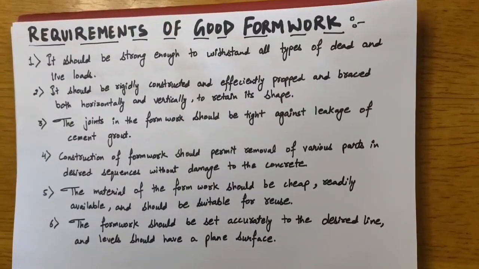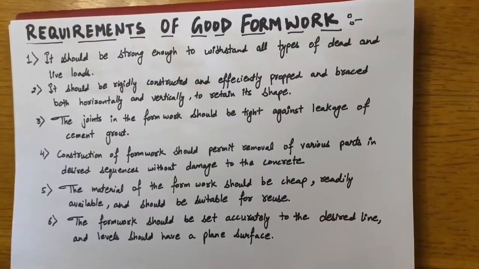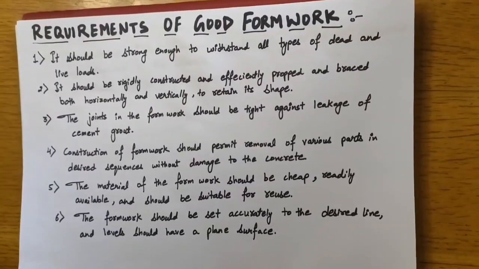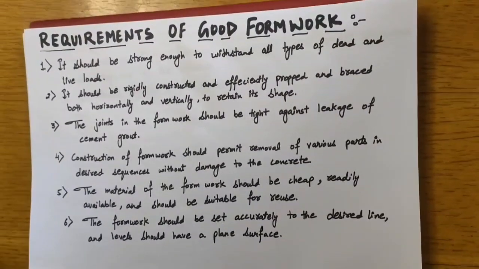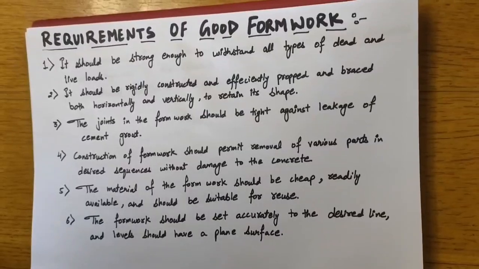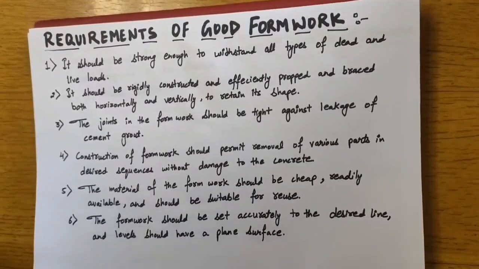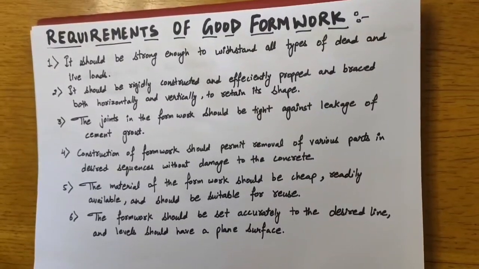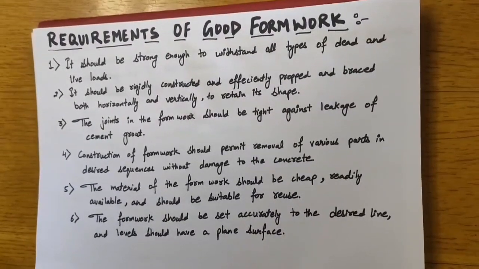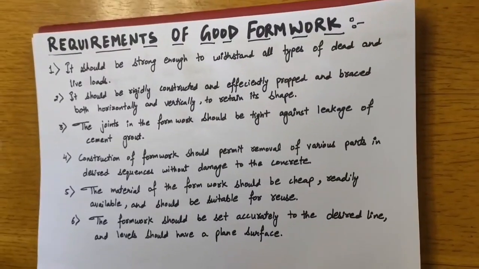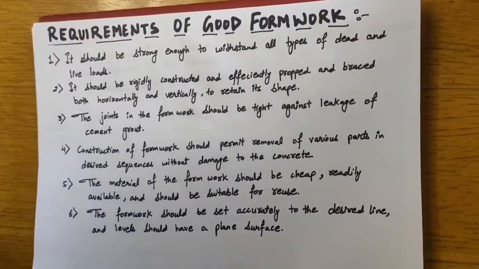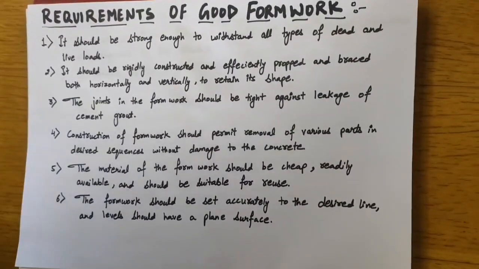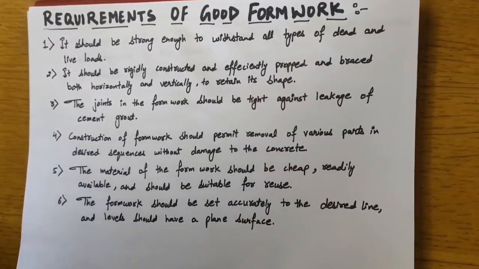The joints in the formwork should be tight against leakage of cement grout. So the joints of the panels of the formwork should be very tight so that the slurry of the wet cement concrete doesn't come out. Construction of formwork should permit removal of various parts in desired sequences without damage to the concrete. So in the operation of stripping, when we remove the shuttering, it should not damage the concrete. It should have a smooth surface so that it can be removed easily.